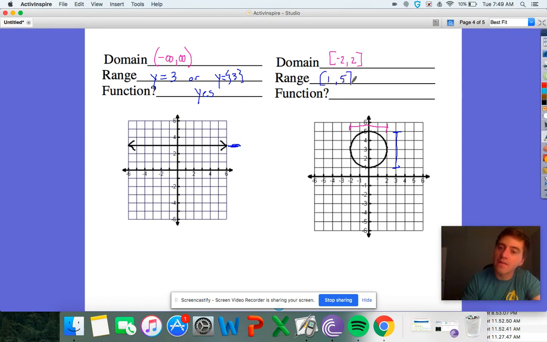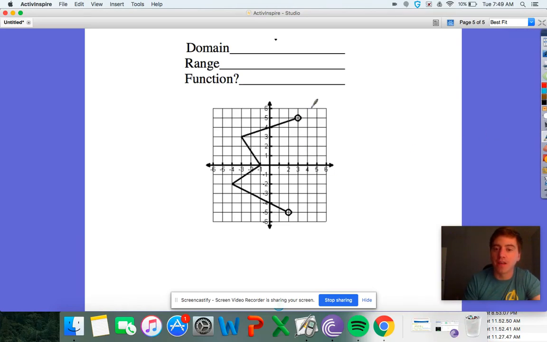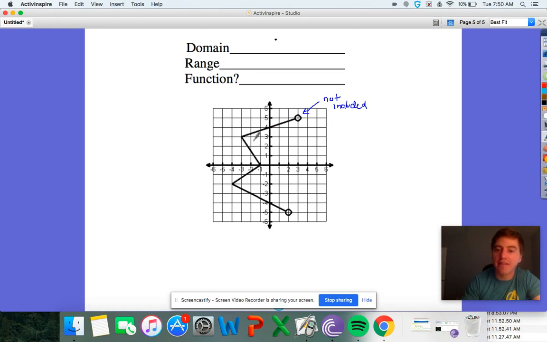Okay, last one. Again, we have to remember that these endpoints mean that it's not included. So don't let this zigzag kind of fool you. We're going to say how far does it go left? That's right here. That's the domain. And then how far does it go right? That's right here. So we've got from -4 to 3, but 3 is not included. 3 is not included. 4 is.